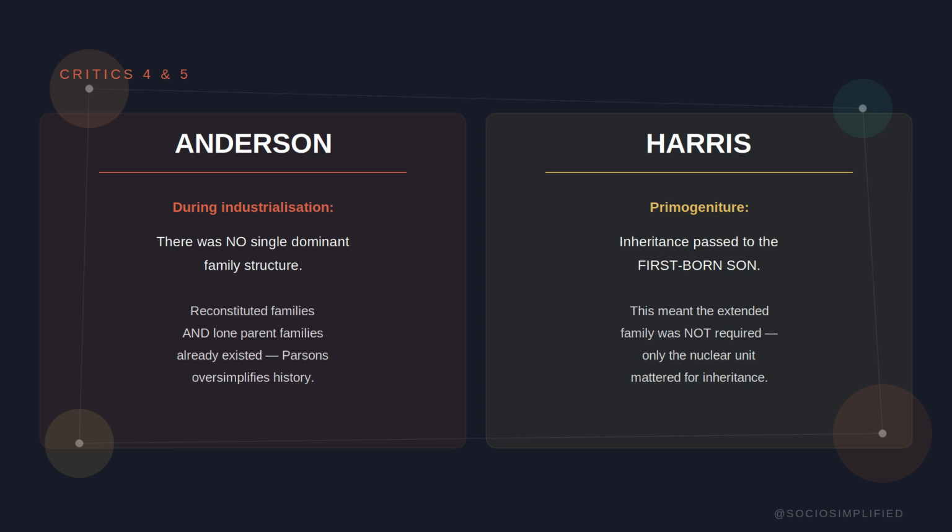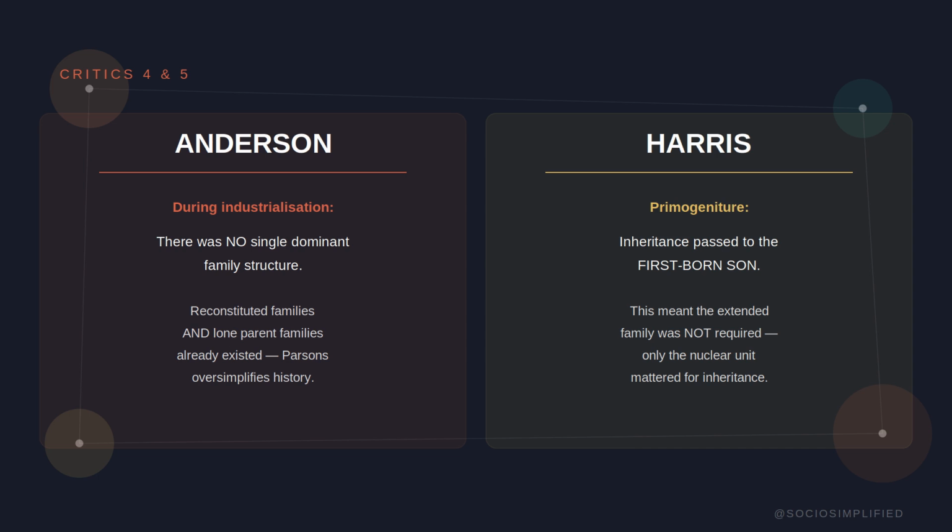Now, Anderson and Harris. Anderson challenges Parsons on industrialization itself. He argues that during industrialization there was no single dominant family structure. It wasn't just nuclear families everywhere. Reconstituted families, lone parent families, extended kin networks, they all existed alongside each other. Parsons oversimplified a much messier historical reality. It wasn't a clean switch from extended to nuclear, it was complicated.